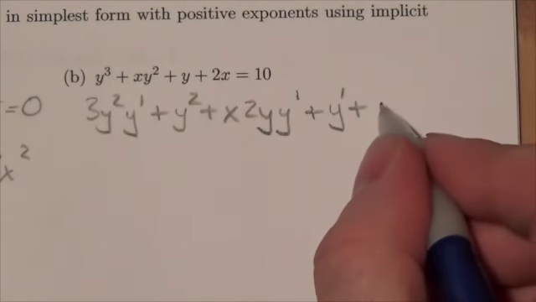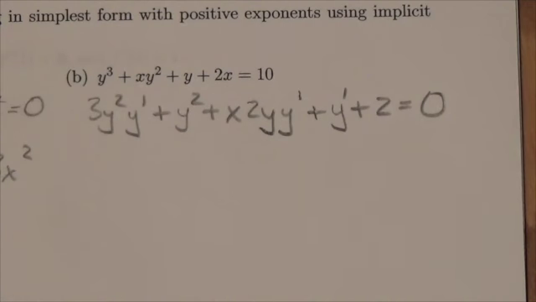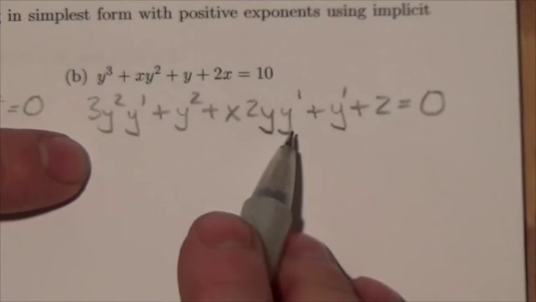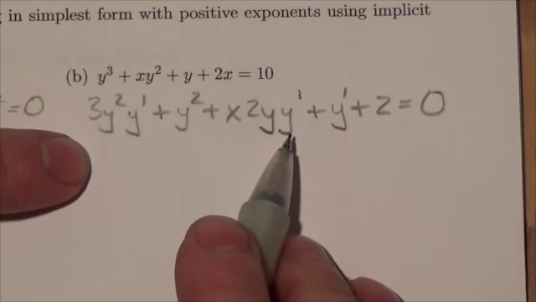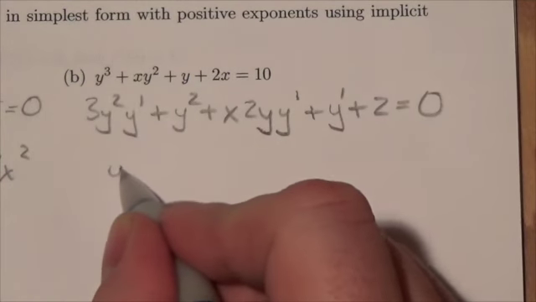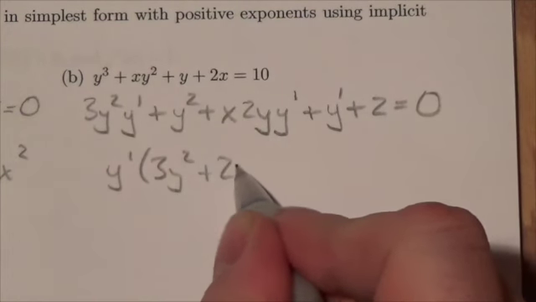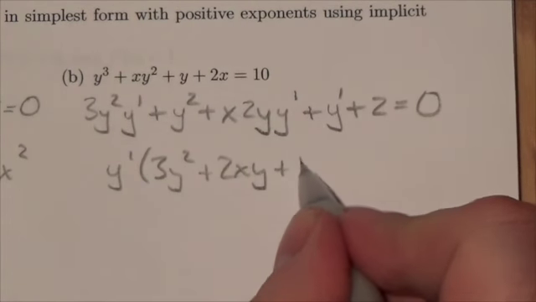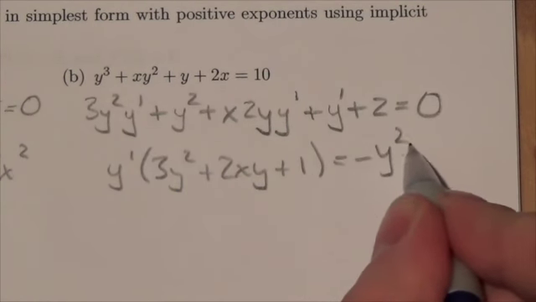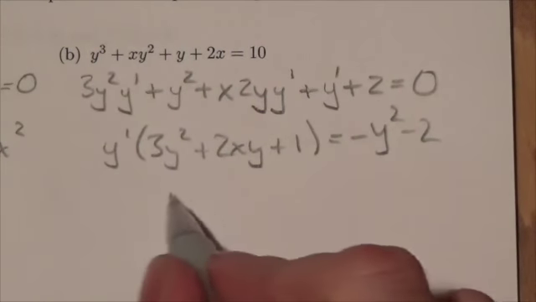Plus the derivative of 2x is 2, and the derivative of the 10 on the other side there is just going to be 0. So now I've got three expressions here that have y prime in them. I'm going to take the other two terms over and factor the y prime out of what's left over. So this is y prime times 3y squared plus 2xy plus 1 is going to equal negative y squared minus 2. Okay? And now I will divide by this factor here.